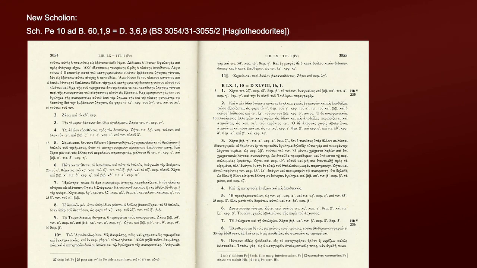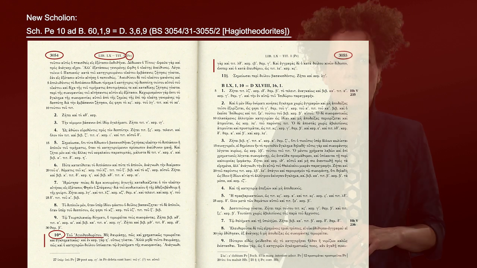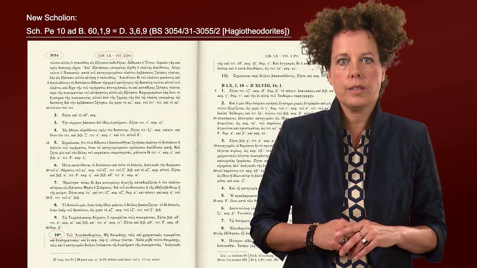Now let us have a look at the New Scholia. This scholion is scholion number 10, from manuscript PE at Basilica book 61.9, corresponding with digest book 36.9. This Basilica scholion is placed at page 3054 at line 31 to page 3055 line 2. The scholion stems from Hagio Theodoritus. I will discuss here two characteristics.